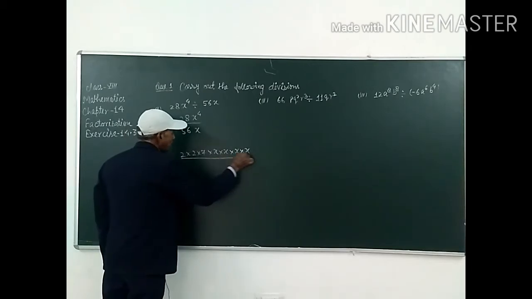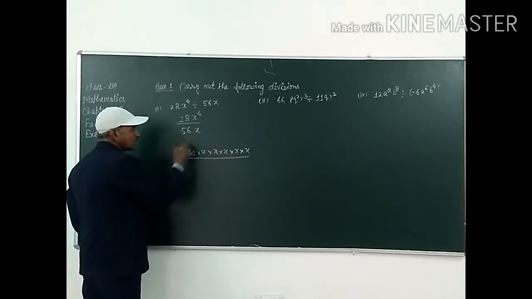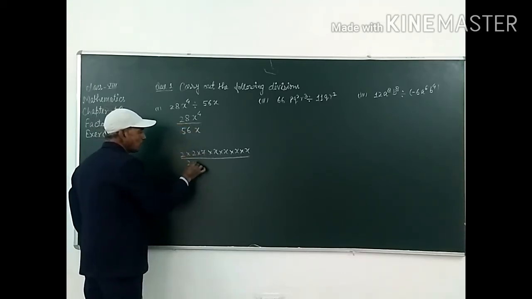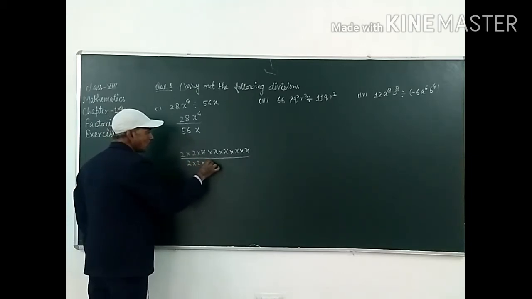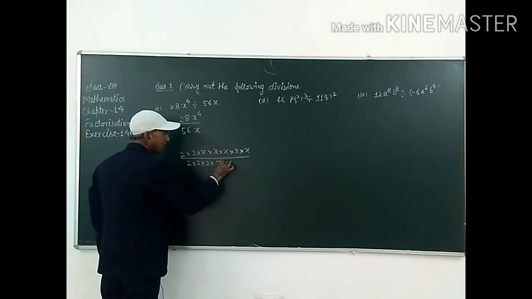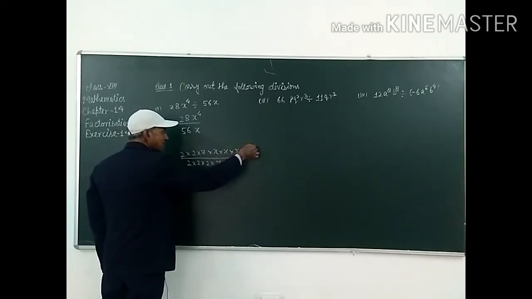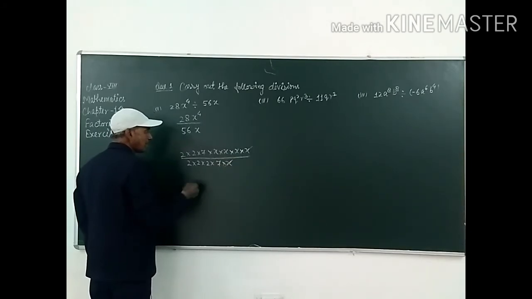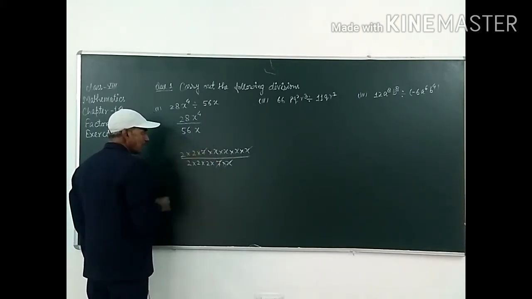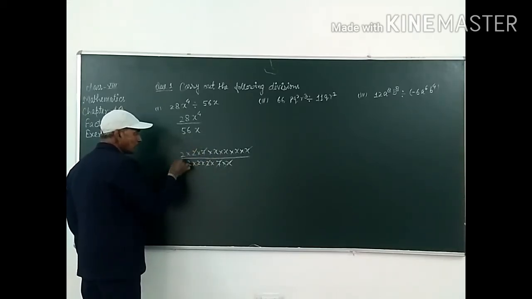Now, divide it by 56x. So, we have to find the product of this 56. So, it will be 2 into 2 into 2 into 7. 2 twos are 4, 2 fours are 8, 7 eights are 56, and this one x. Now, we have to cancel this x by x, 7 by 7, and this 2 by this 2, and this 2 by this 2.